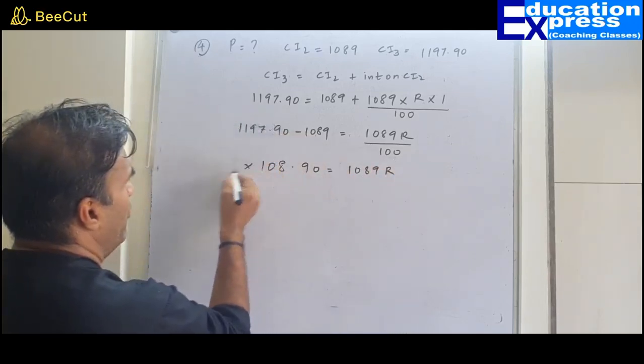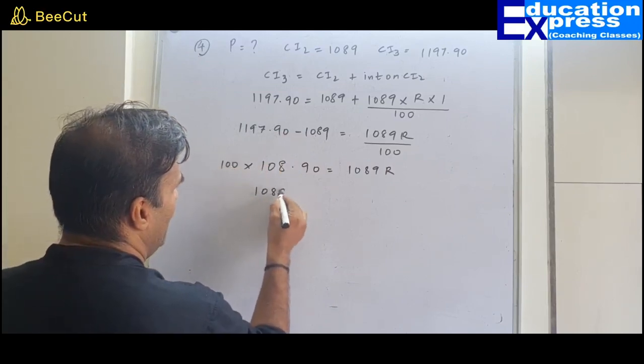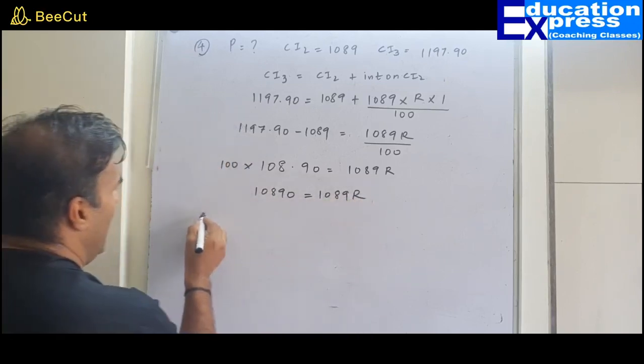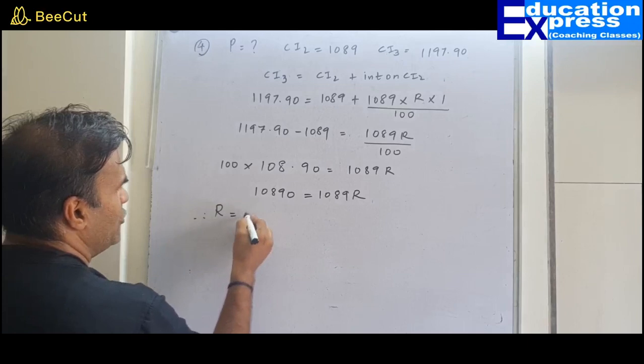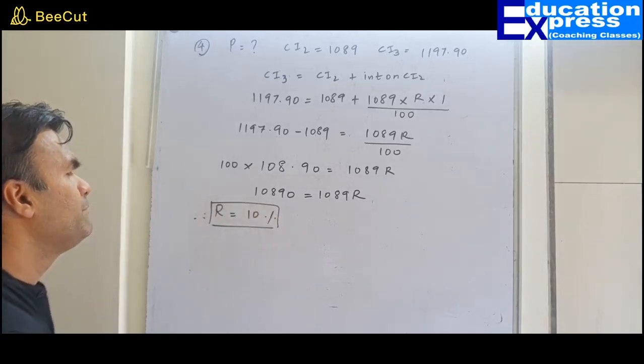This 100 will push over here. So what do you get? 10890 equals 1089 R. Therefore R equals 10%. Such a simple way of doing it.